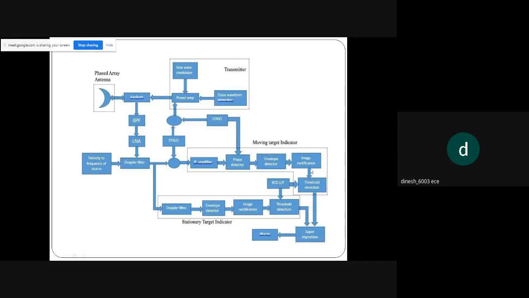If it is a moving target, if it is a stationary target, the target is stationary, from the Doppler filter it is given to a Doppler filter again, then to the envelope detector, image rectification, threshold. If necessary, we give it to the RCS line transformer, then to the superimposition. Then it is being displayed to your computers.